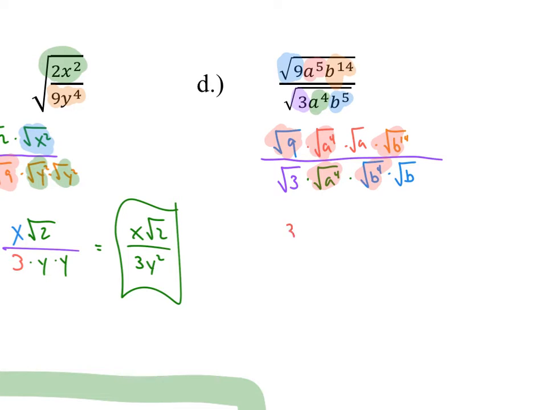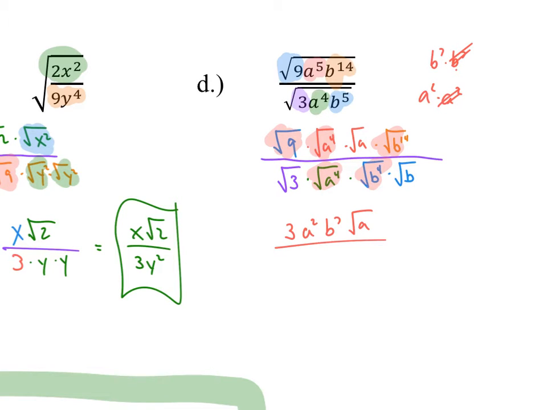Square root of 9 is 3. Square root of a to the 4th. So what times itself is a to the 4th? Well, a squared times a squared is a to the 4th. So the square root of a to the 4th is a squared. Square root of a is not reducible, so I'm skipping over that right now. And I'm looking here, what times itself is b to the 14th? Well, that would be b to the 7th times b to the 7th. So I'm going to get one b to the 7th out. And then I would have my square root of a. That would be my numerator.